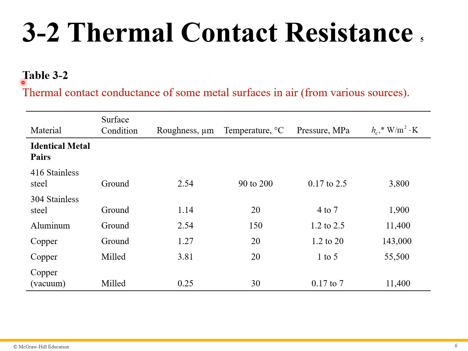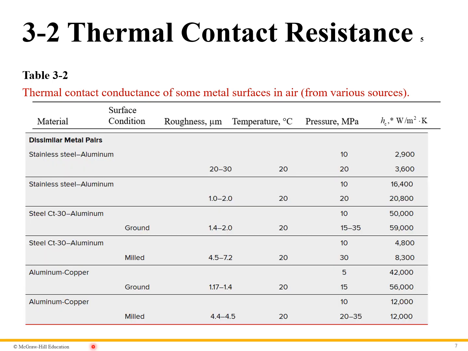Our textbook also gives us a table that lists the thermal contact resistance for various metals. You can see here stainless steel, aluminum, and various copper, depending on whether it's ground or milled. It gives the roughness, the temperature, the pressure, and the h_c values. Table 3.2 also shows some h_c values for some dissimilar metal pairs, for example stainless steel attached to aluminum, aluminum attached to copper, etc.